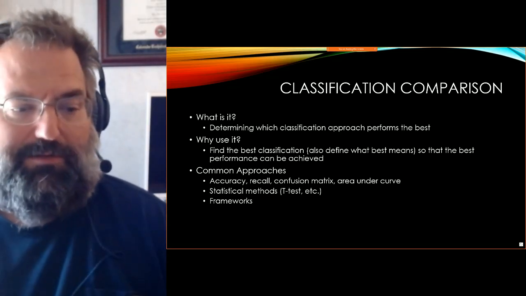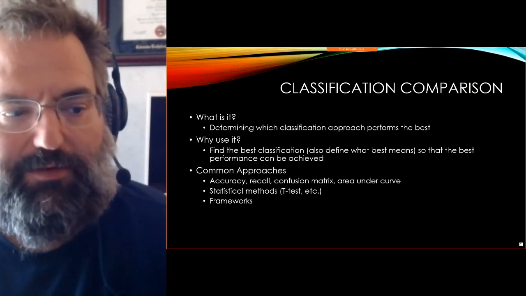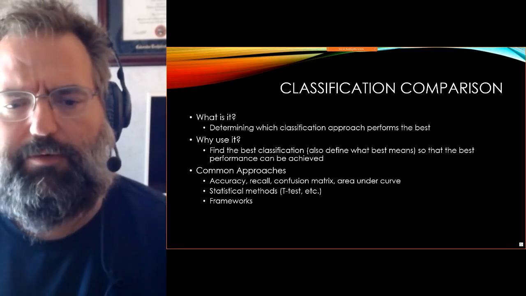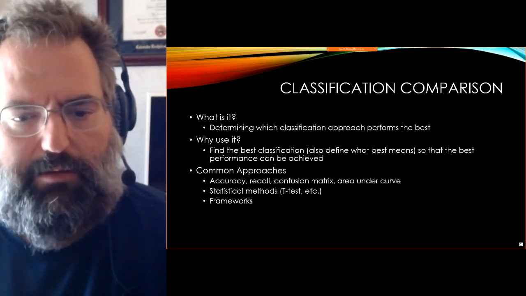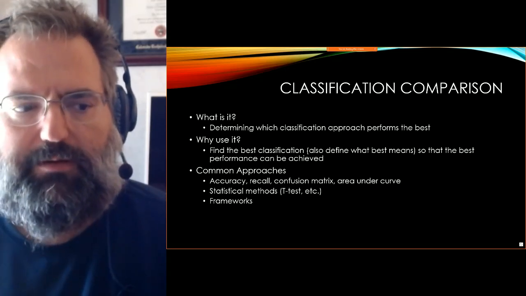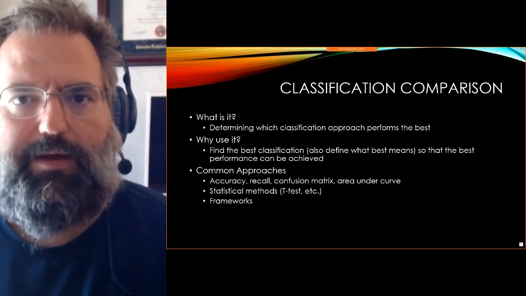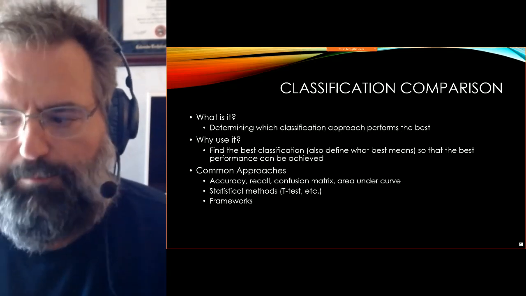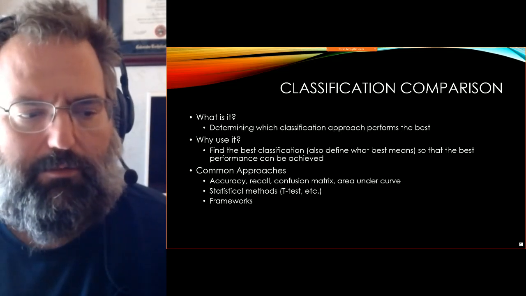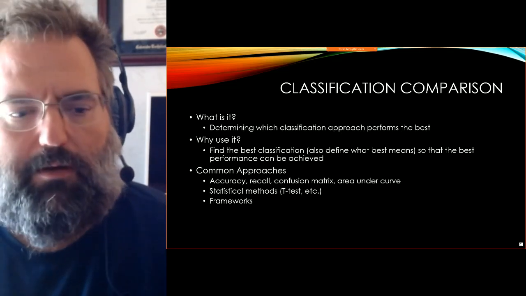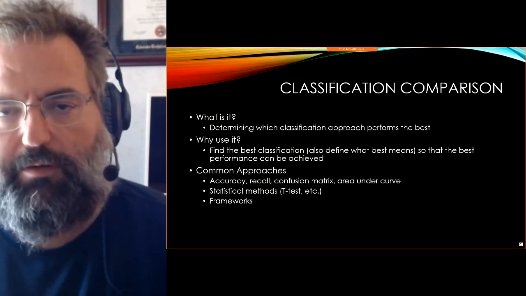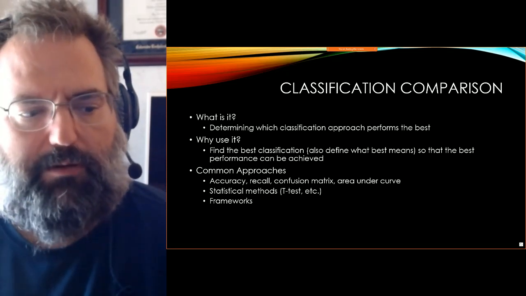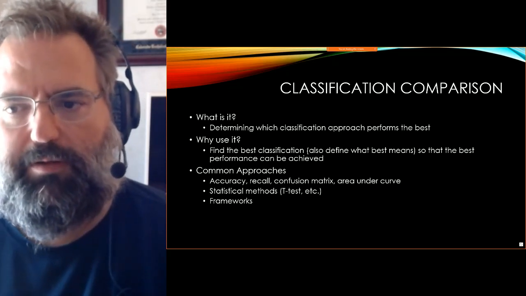So why do it? Well, you typically don't want the worst model. So the idea here is to find the best classification. You also need to know what best means, right? That's the first thing, figuring out what best means, and what the best outcome can be. It can be a complex problem because there may be several factors coming into play. Common approaches include calculations of accuracy, recall, confusion matrices, area under the curve, as we talked about previously, and statistical methods. You may be doing a t-test to determine if it really is better, and sometimes you want to have some sort of an evaluation framework in place to help you figure it out.